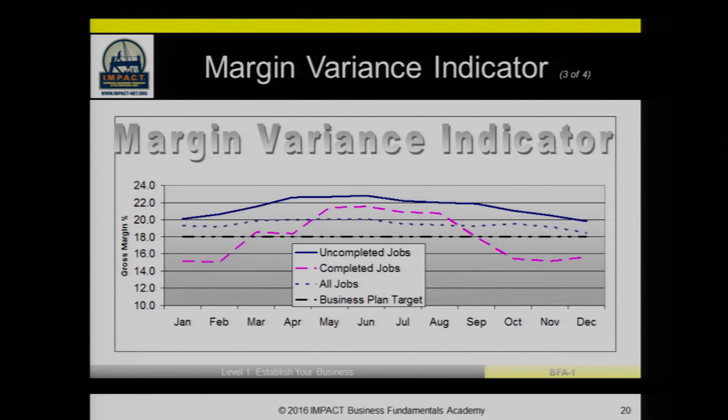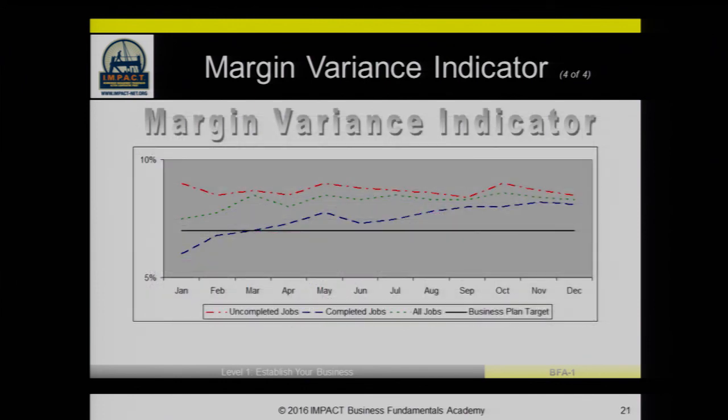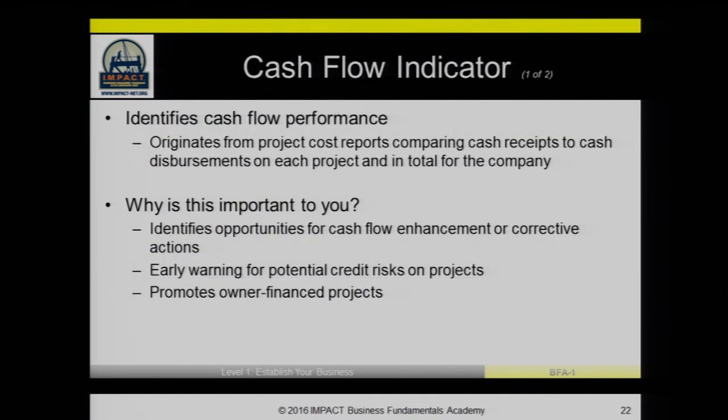And that margin indicator takes into account all costs on a project. Here's another one. The cash flow indicator, as opposed to the liquidity indicator, really tracks positive cash flow on projects. And it's generated from receipts and disbursements. It's a non-GAAP, or non-generally accepted accounting principle, measurement, but it really does track what's happening with cash flow on a project. And so it does identify the cash flow and some of the things that can be enhanced to improve cash flow.